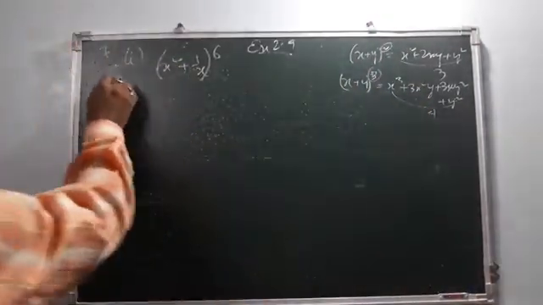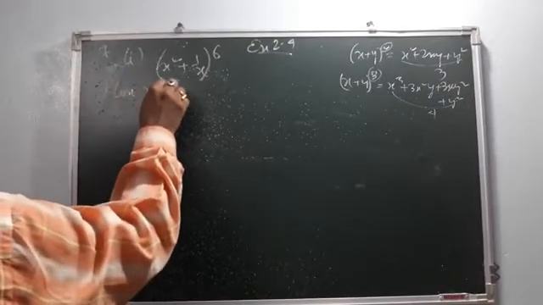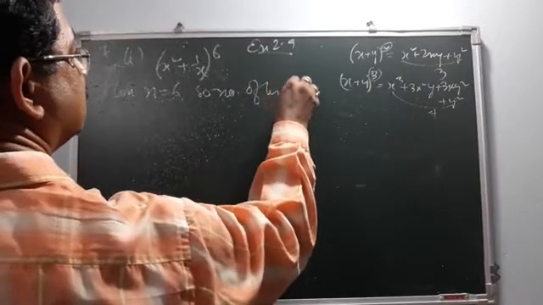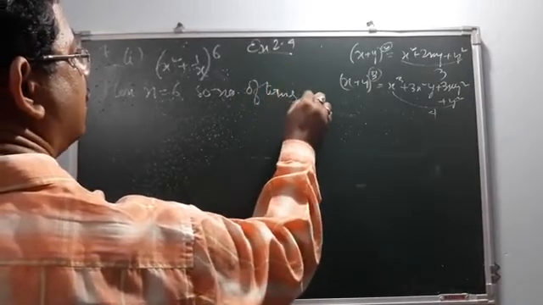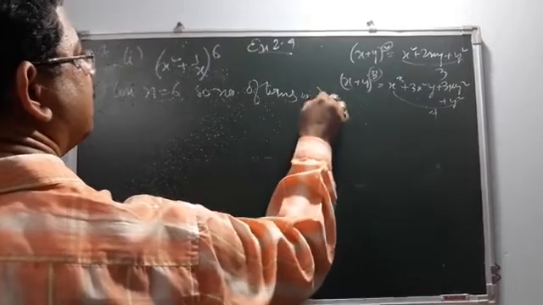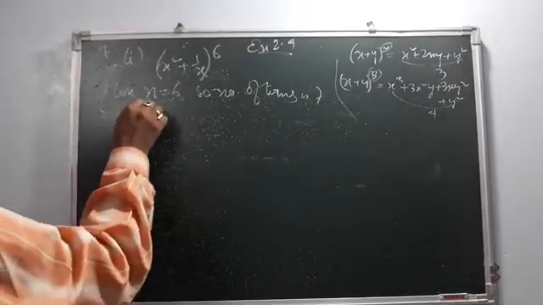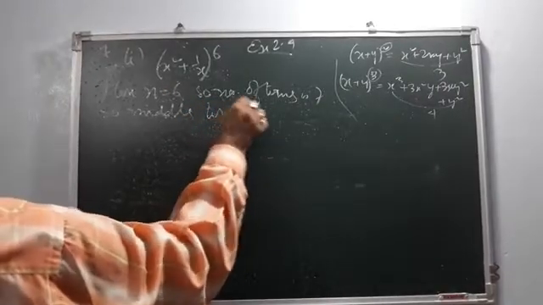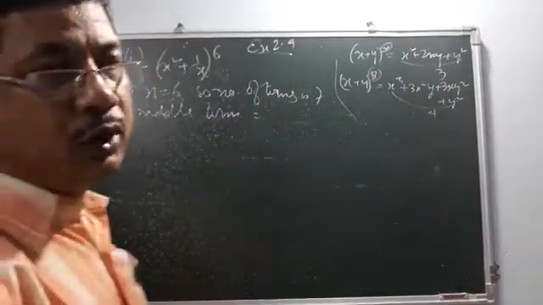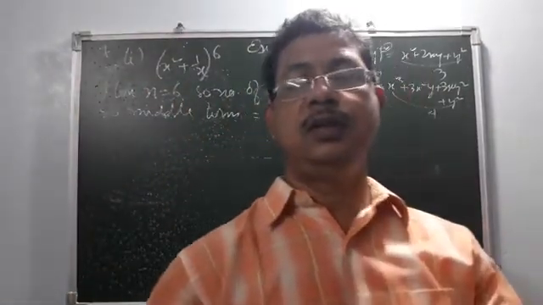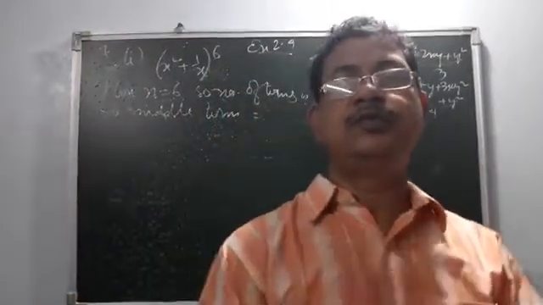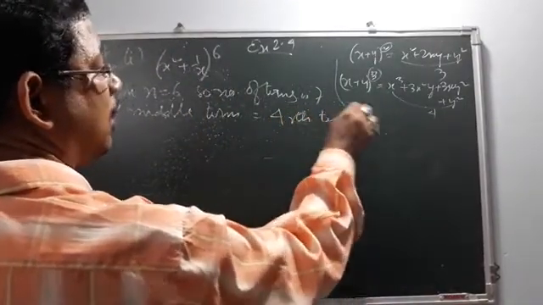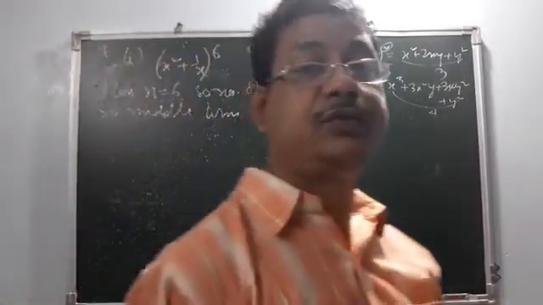Here n is equal to 6. So the number of terms is 7. So the middle term, of course, middle of 7 is what? 3 on the two sides, and the middle is 4. So of course the 4th term. You have to understand that the middle of 7 is 4.